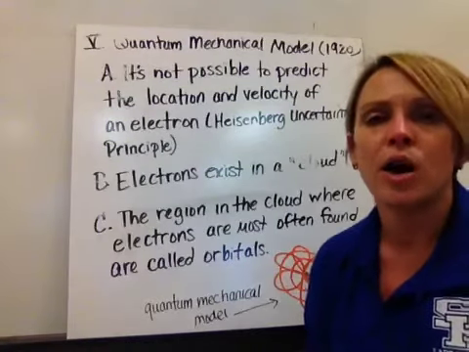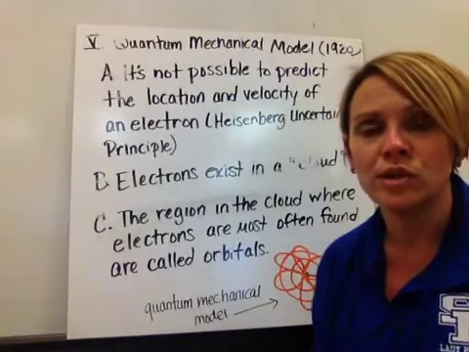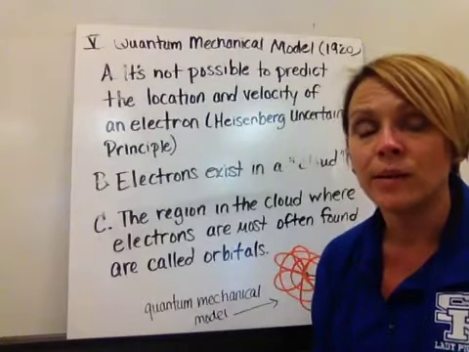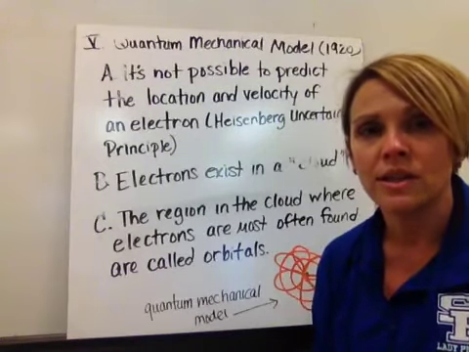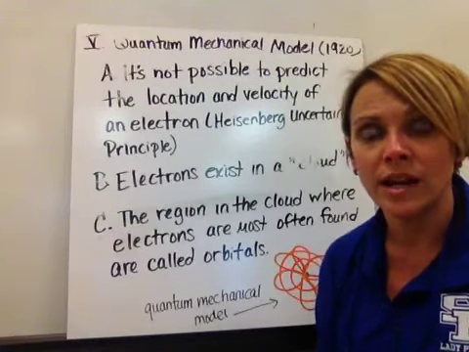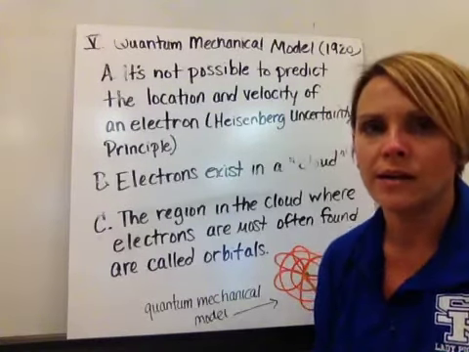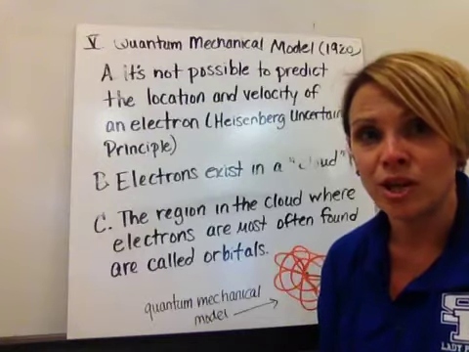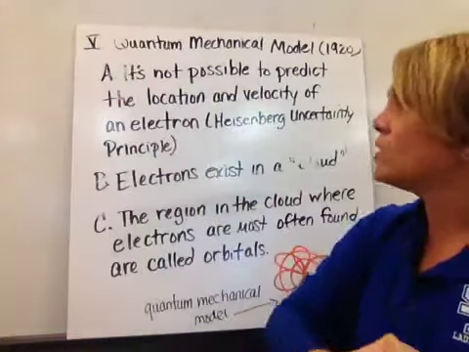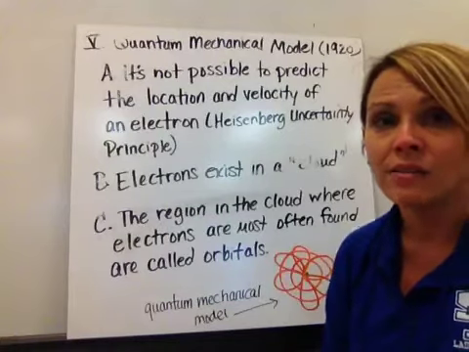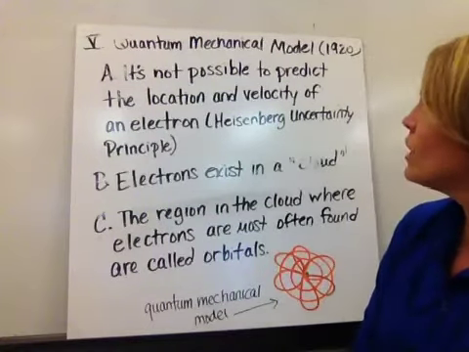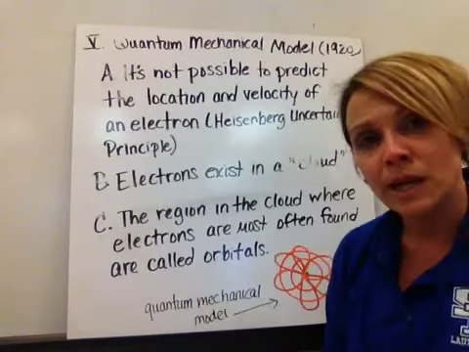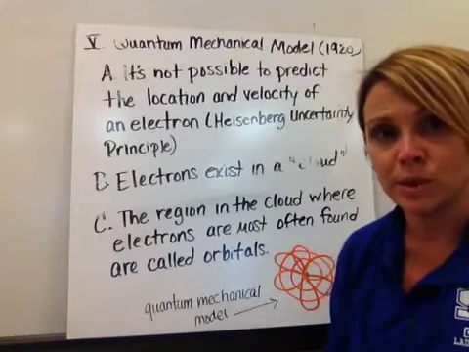The reason that this model came about is because of the work of two scientists, which you don't have to write down, but their names were Heisenberg and Schrödinger. And they developed a lot of mathematical concepts and did a lot of mathematical calculations to help understand where electrons might be in the atom. And what Heisenberg eventually decided and understood was that it's actually not possible to predict the location and the velocity of an electron. This is called the Heisenberg uncertainty principle. And the quantum mechanical model is based on this principle.